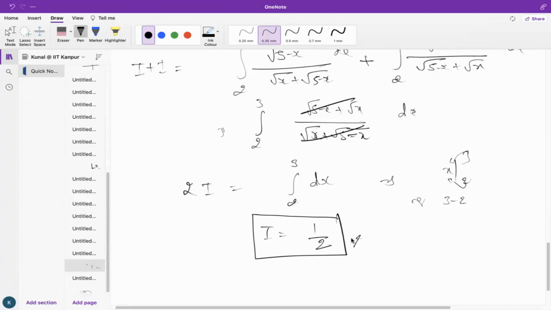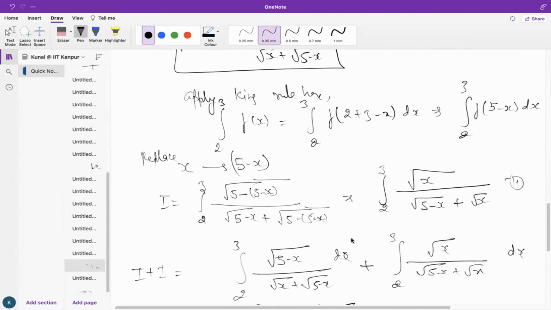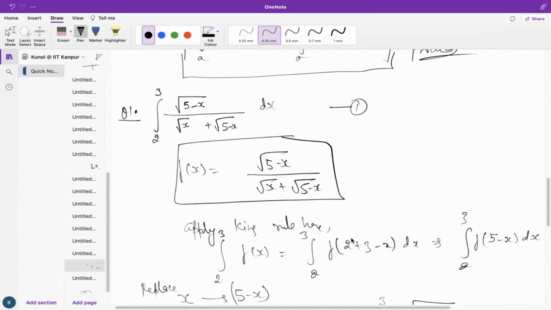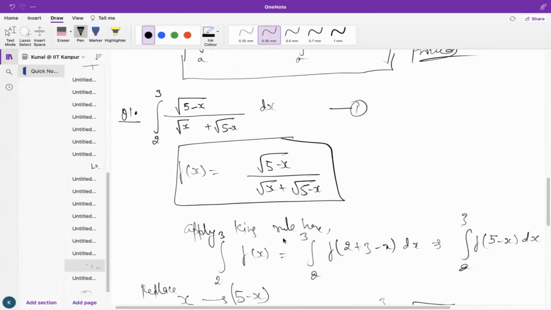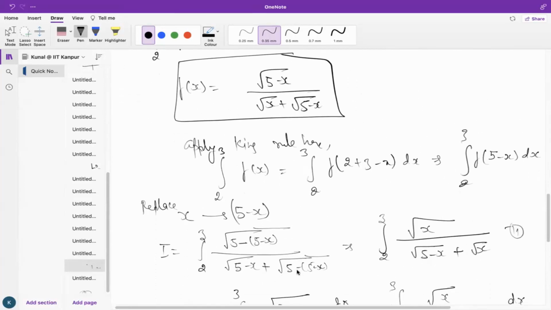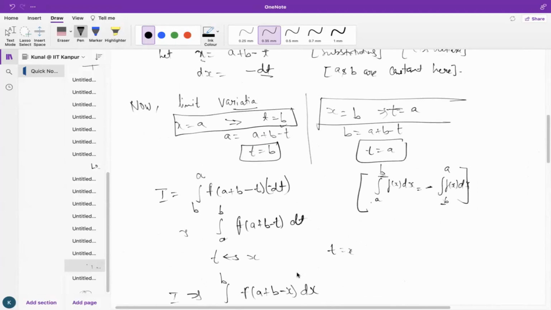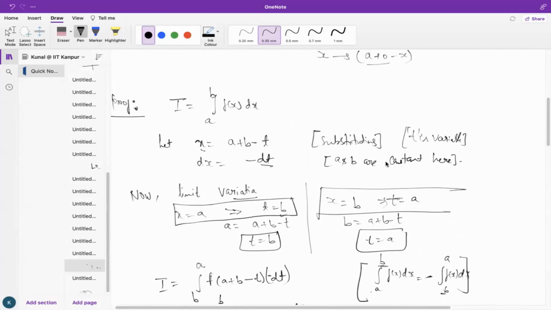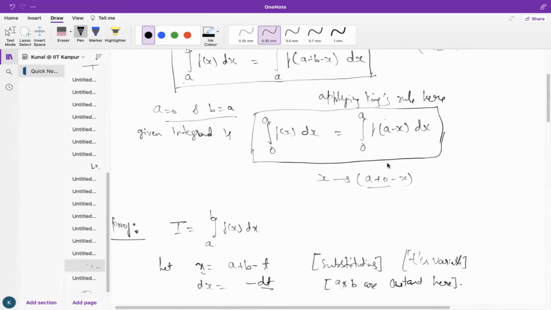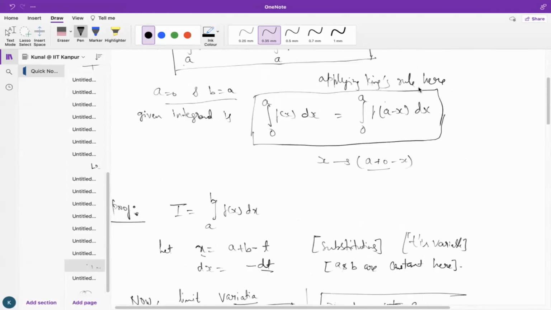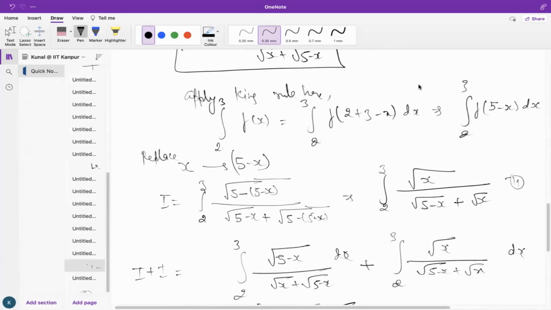This is how I implement the King's rule here. I hope you all understand what I'm trying to say. Let me tell you first what I do. This is my given integrand, and I just apply the King's rule here. So what I have to do in King's rule is replace x by a plus b minus x. That is what I did here, the same thing.